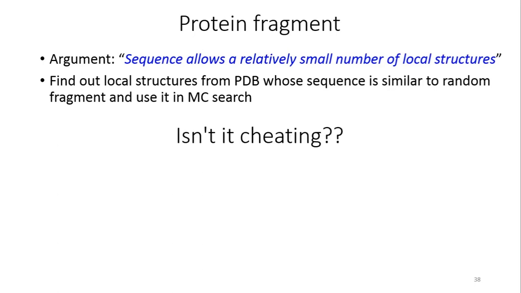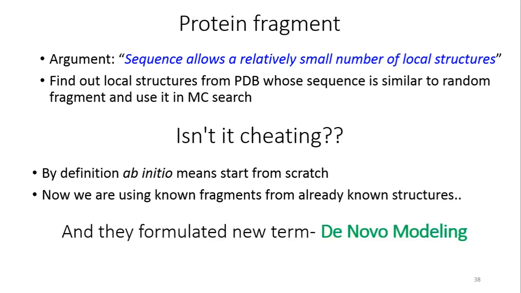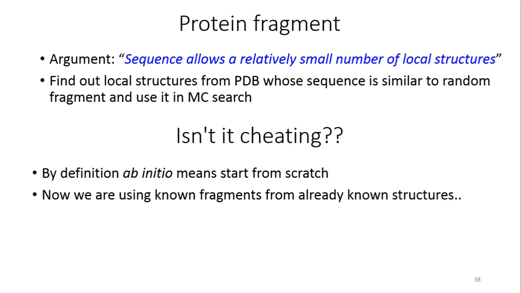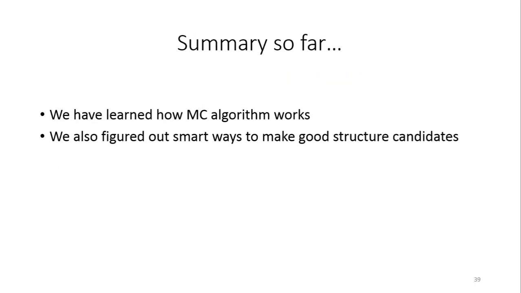Now, isn't it cheating? By definition, ab initio means we are expected to start from scratch, and here we are proposing to use known fragments from already known structures. Then how is it ab initio prediction in the first place? People who use such known protein fragment approaches formulate a new term and say that this is called the de novo modeling approach instead of ab initio. Whatever it is, this is what we have summarized so far.